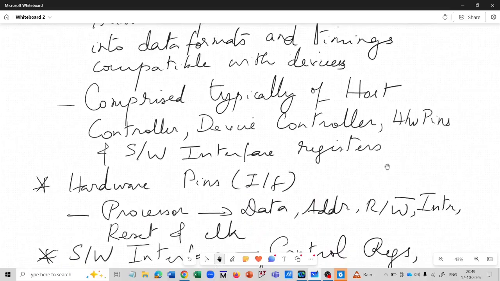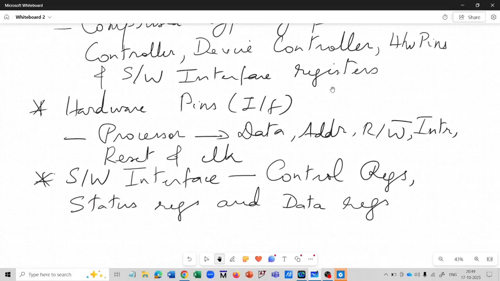Now, if you look at the composition of the interface controller, typically they are composed of the host controller, which is concerned with dealing with the transactions on the processor interface side. And they have the device controller, which takes care of the transactions on the device side. Then, of course, we will have the hardware pins and the software interface registers. So what are the hardware pins composed of? Of course, here I forgot to add the device pins.